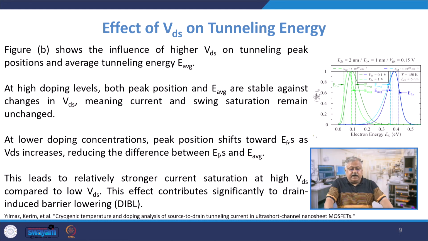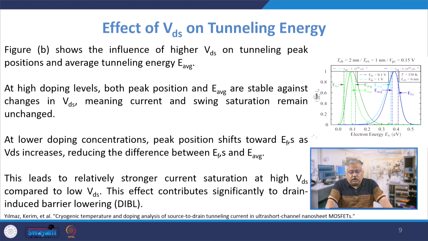Let's look at the effect of VDS on the tunneling energy, in this figure you see here. At high doping level, both the peak position and the average value of the energy are stable against changes in VDS, right? Which means that my currents and the SS swing saturation remain unchanged at these levels. At lower doping concentration, the peak shifts towards EFS as VDS increases, reducing the difference between EFS and E average. So that will always reduce, right?